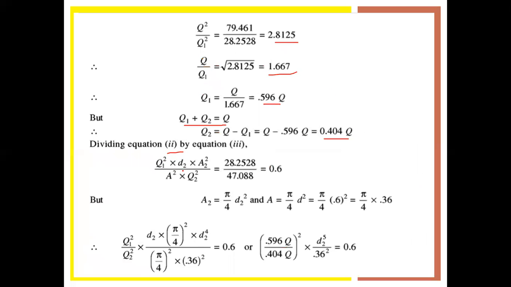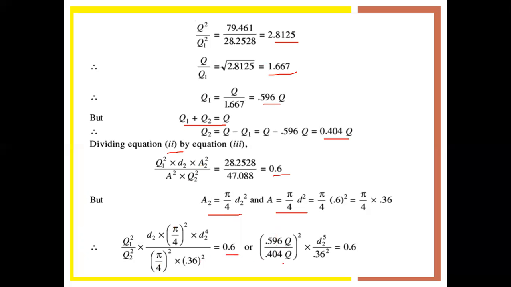Now dividing equation 2 by equation 3, what happens? All these cancel. After they cancel, taking only the values: Q1 square into D2 into A2 square by A2 into Q2 square, that is equal to this value. So after dividing, you are getting a value. Therefore A2 is equal to the normal formula, pi by 4 d square, and A is equal to this formula, right? Therefore Q1 square by Q2 square into D2 into the area formula, and below it also put the area formula, that is equal to 0.6.